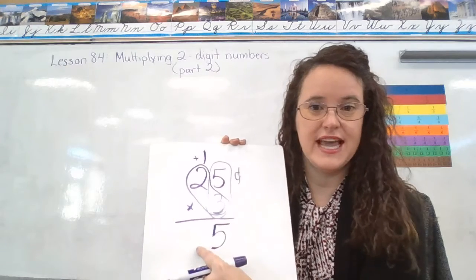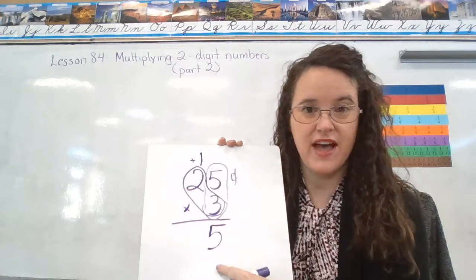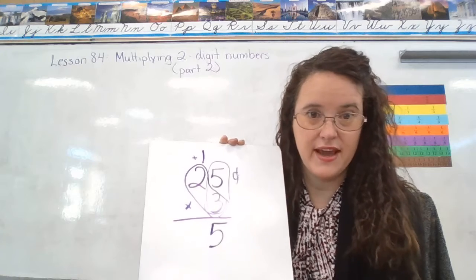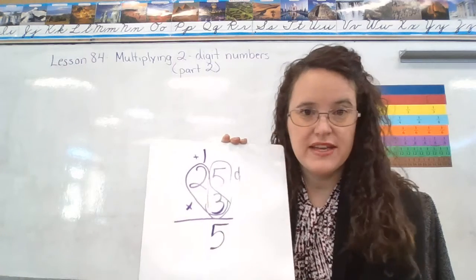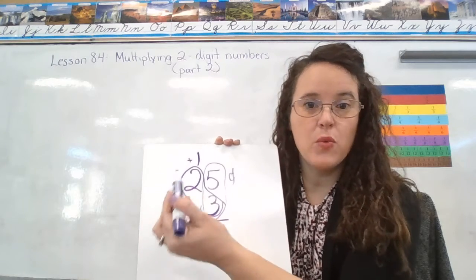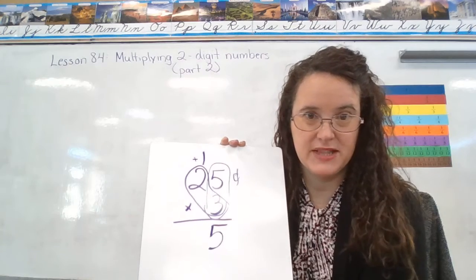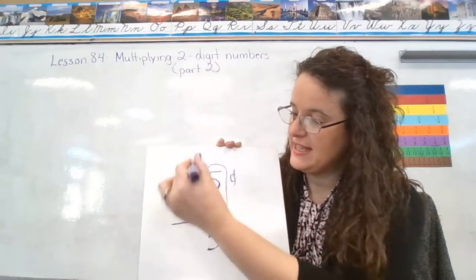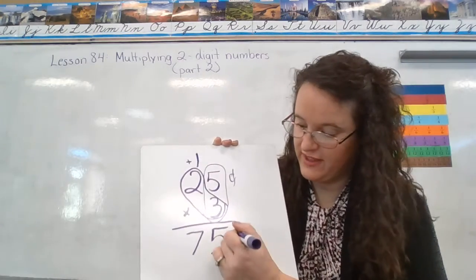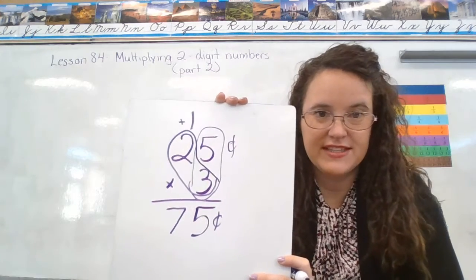And look here, it's the tens place that's open. I could write a 6 for 65, but remember my plus 1 that I carried. So 2 times 3 gives me 6. I have 6 tens, plus I have the 1 ten from my earlier problem when I multiplied the ones place. So I've got 6 tens plus 1 ten for a total of 75 cents. 25 cents times 3 is 75 cents.